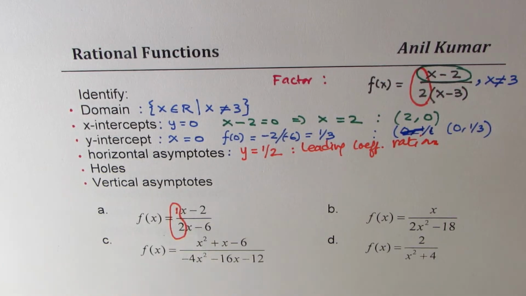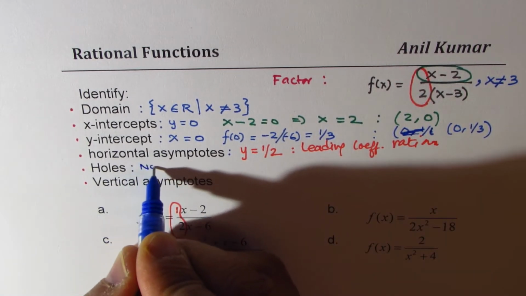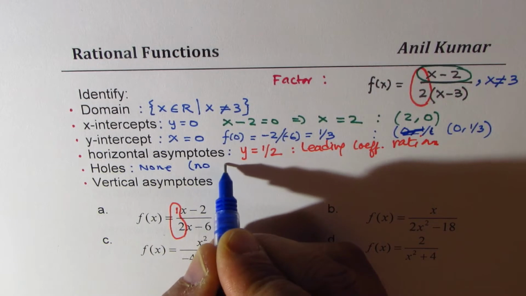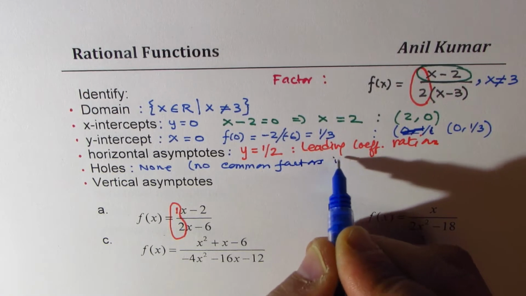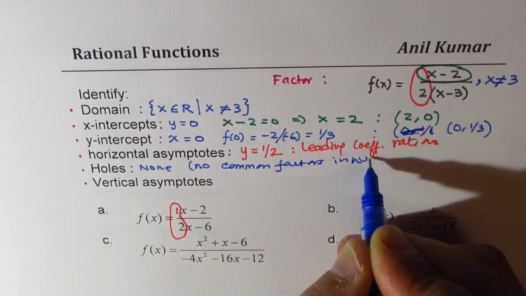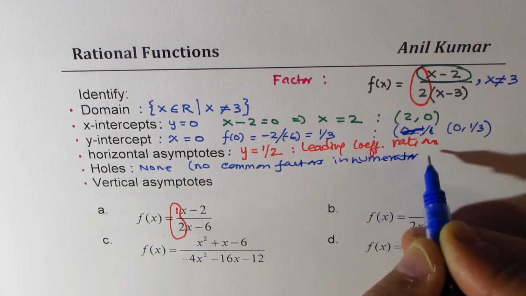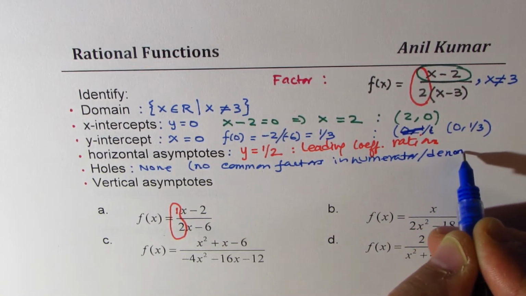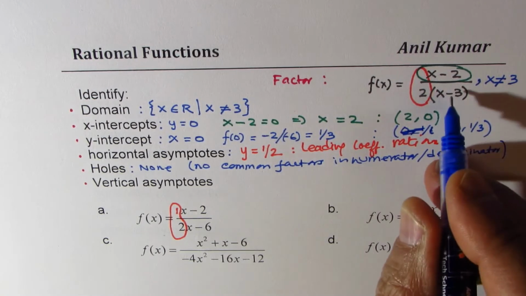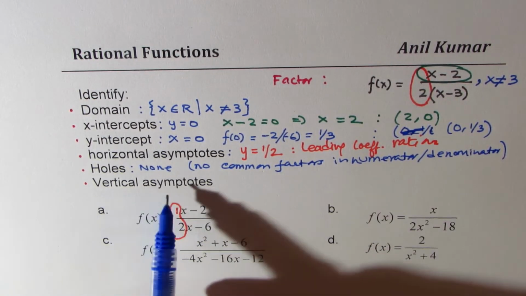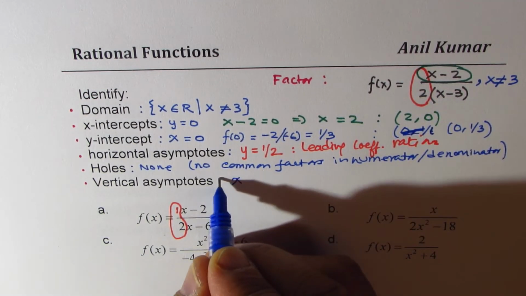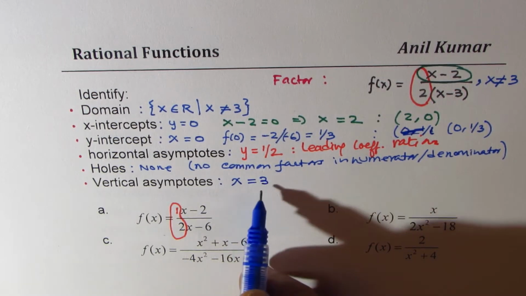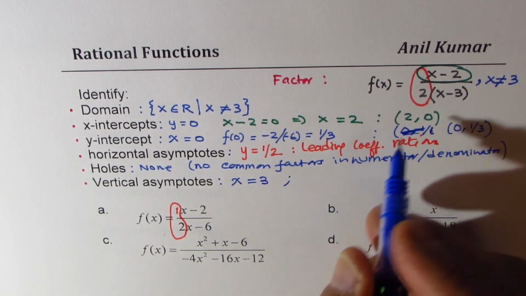Holes. Now here, since we have no common factors in numerator and denominator, there are none. This discontinuity is basically because of the vertical asymptote. So the vertical asymptote is x equals 3. That is the discontinuity, where the denominator is 0.